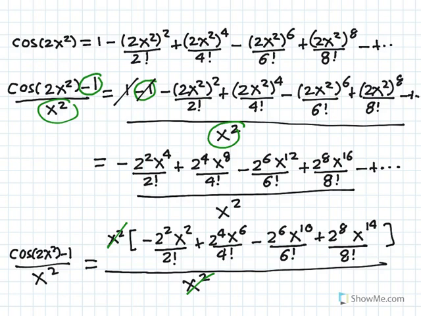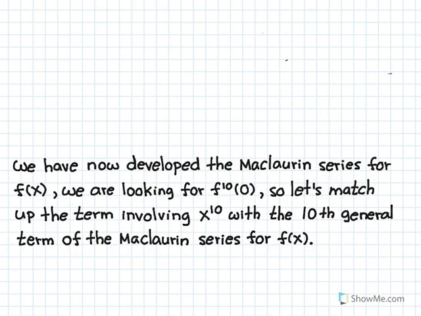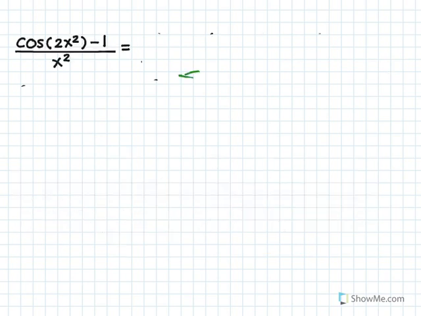All right, so now we have basically developed the Maclaurin series for f of x, but we're looking for the 10th derivative evaluated at 0. So we're just going to match up the term involving x to the power of 10 with the 10th general term of the Maclaurin series for f of x. So let's do that. We've got cos of 2x squared minus 1 divided by x squared.